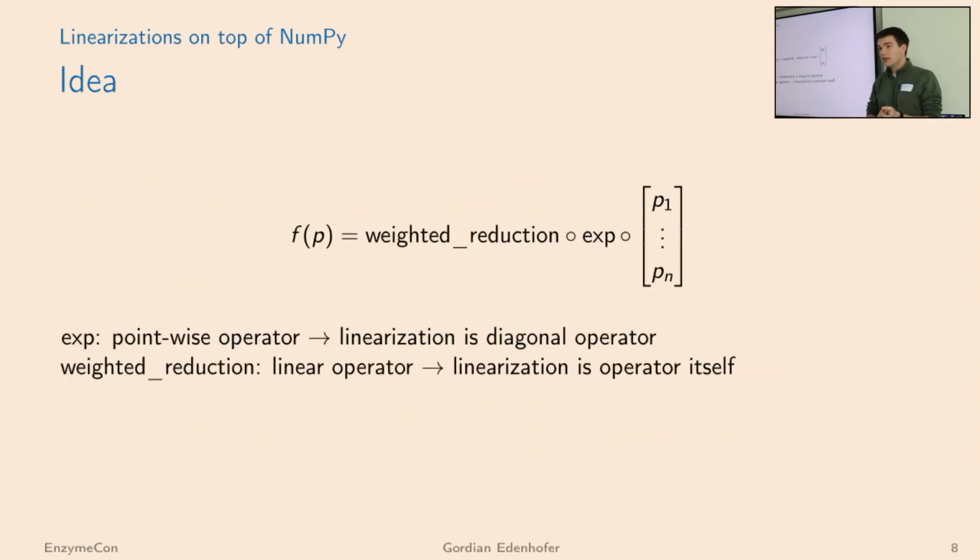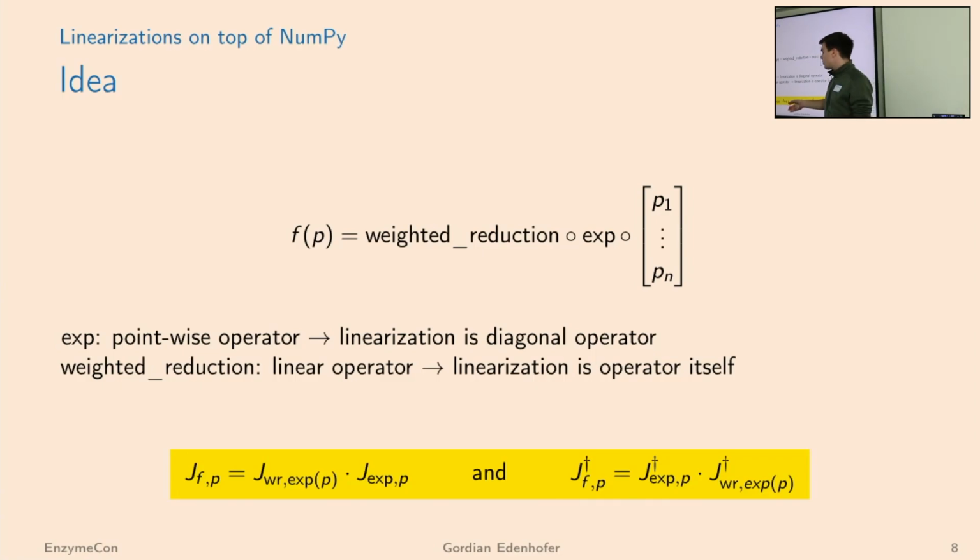For our specific example that we wanted to tackle, this means that for the exponential function, we're going to get a Jacobian that is just a simple diagonal operator. So this is just a multiplication. And our weighted reduction, since this was just an implicit matrix, is just the implicit matrix itself. The Jacobian of any linear operator is just the linear operator itself.